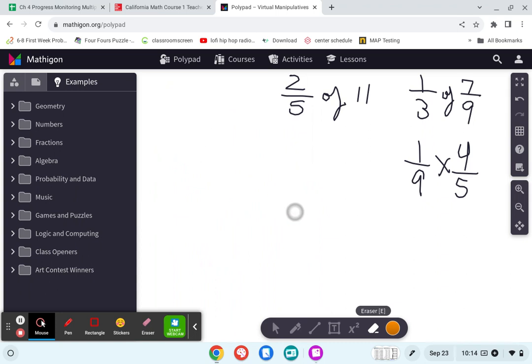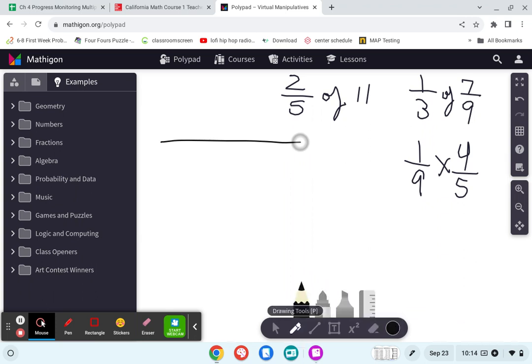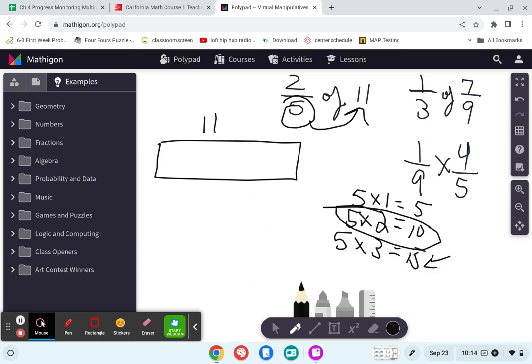What if my problem was 2/5 of 11? I'm going to do something similar to what I just did. I'm using our bar diagram. I have 11 and I need to know how many times can 5 go into 11? Like what is close to that? Well, I think about the number 10, because I know 5 times 1 is 5, 5 times 2 is 10, 5 times 3 is 15. This is too big. The closest will be 10.